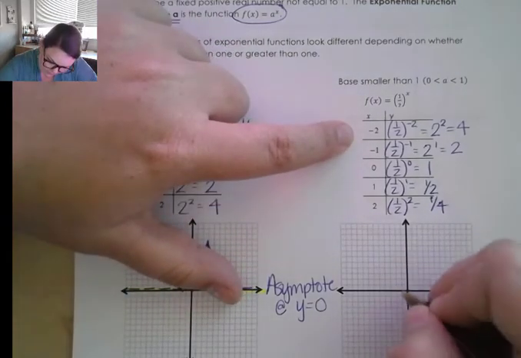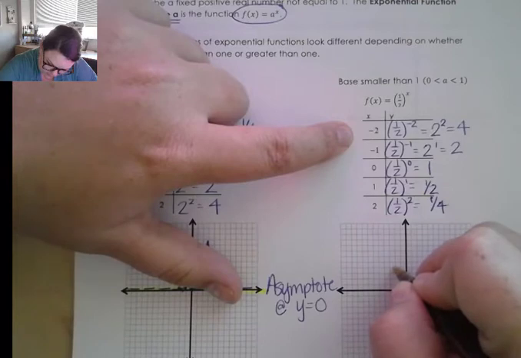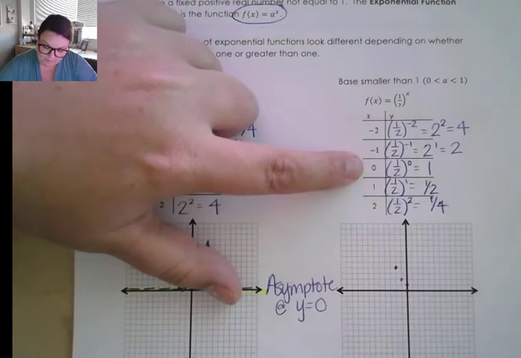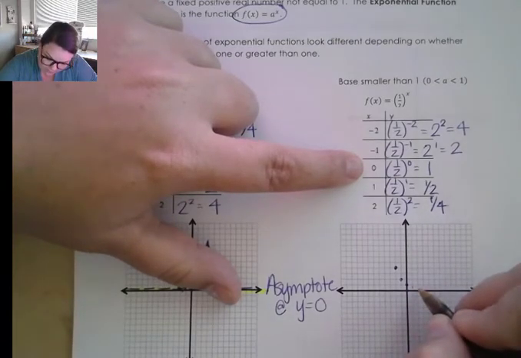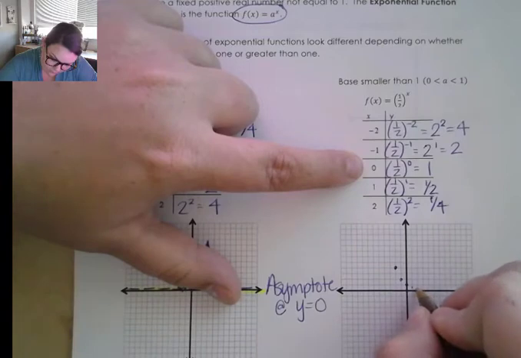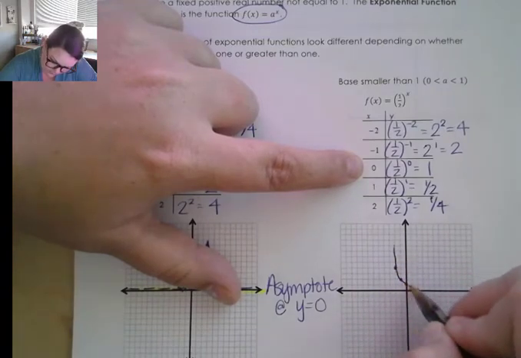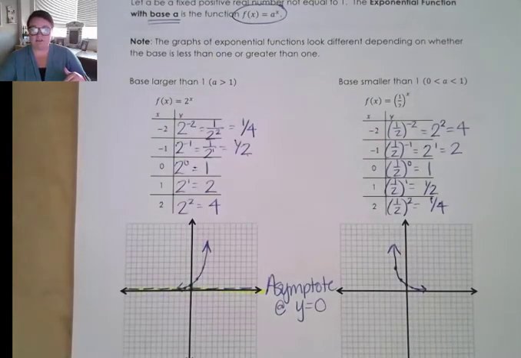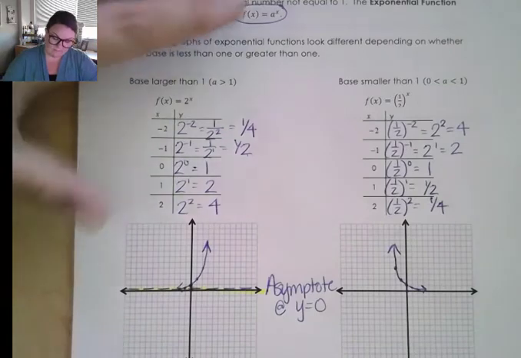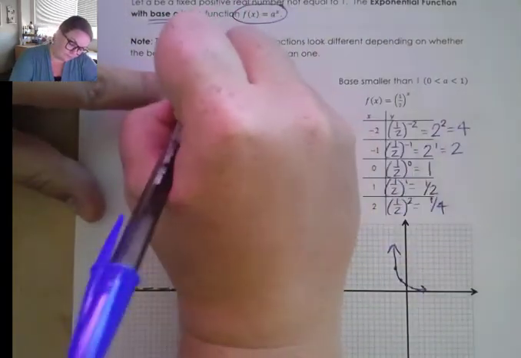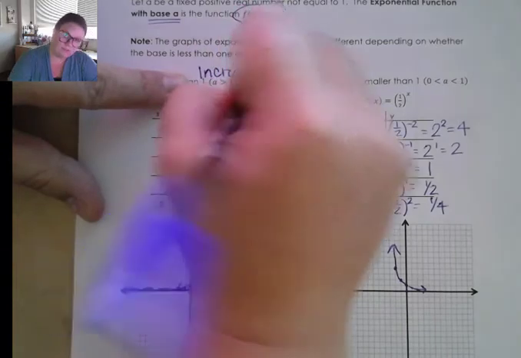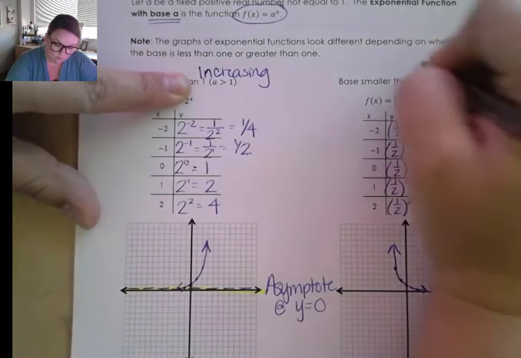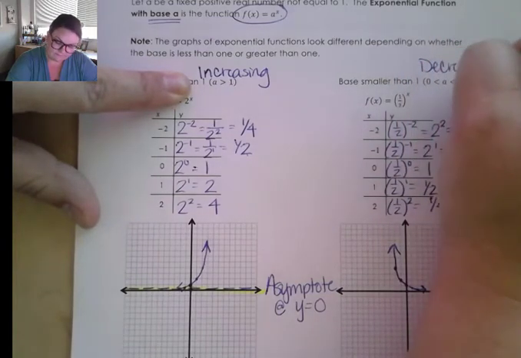So at -2, I'm up at 4. At -1, I'm up at 2. At 0, I'm up at 1. At 1, I'm at 1/2. And at 2, I'm at 1/4. So this looks something like this, which again is a nice exponential function, but this time it's decreasing, right? When our base is greater than 1, we get an increasing function. And when our base is between 0 and 1, we get a decreasing function.